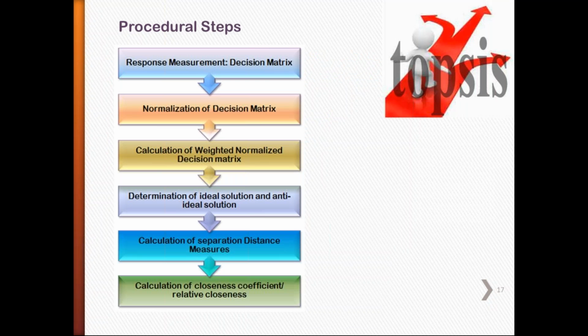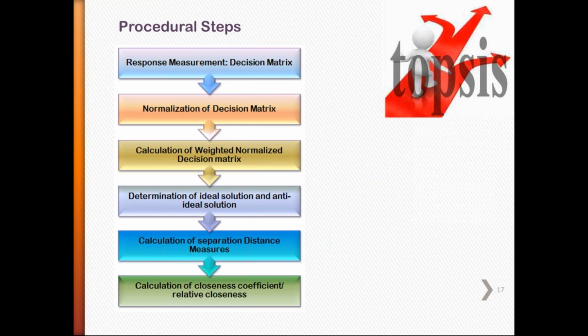Now the procedural steps of the TOPSIS based multi-criteria decision making technique. First is response measurement. Here we call it criteria measurement, because objective data we have to collect or measure criteria values so as to construct the decision making matrix. The decision making matrix involves different attributes, different alternatives, and with respect to each individual alternative, what the criteria values are. That is called the decision matrix.